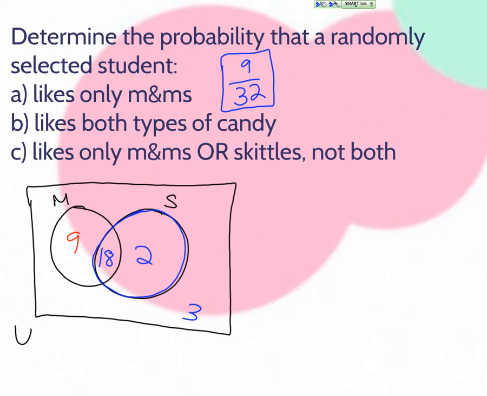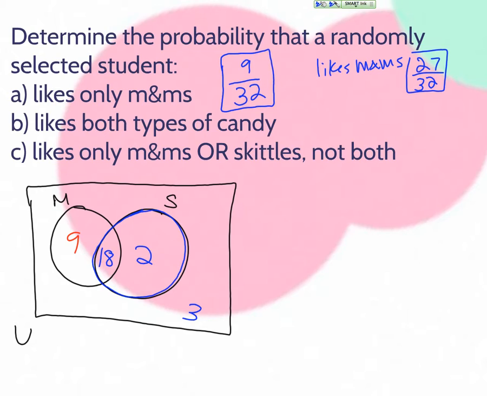Now what if I just said, let's determine the probability that a randomly selected student likes M&Ms. What would we have in the numerator then? What was that? That's 18 that's M&Ms and Skittles, but I'd have to do this whole thing. 27. So I'd have 27, right? If it just said likes M&Ms, that'd be 27 over 32. I wanted to show that, but that's not what I typed up. That's okay. And we can't reduce that one either.